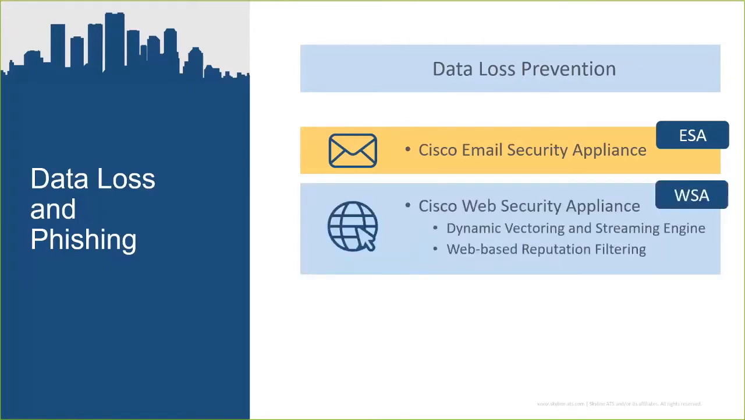Web security appliances are also an appliance-based apparatus that protects our web traffic. Oftentimes, in an enterprise environment, we will proxy all of our web connections through a web security appliance. And web security appliances use, among other things, what's called dynamic vectoring and streaming engines, which is a way of having multiple anti-malware scanning engines combined with third-party verdict engines that basically say yes or no, we don't want to allow traffic to go here.